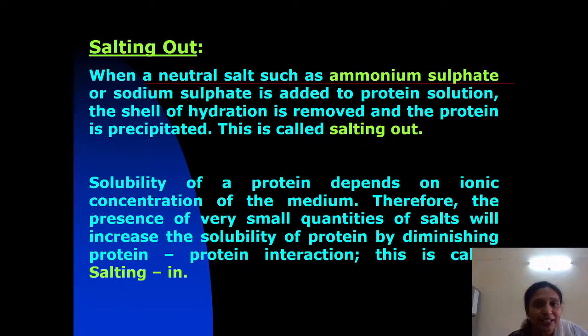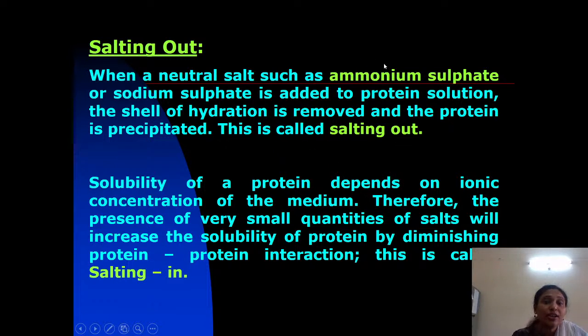Now, how does it act as a precipitating agent? The addition of the salt, ammonium sulfate, to the protein solution decreases the shell of hydration, so that increases the protein-protein interaction and leads to the formation of precipitation. This process is known as salting out. Then what is salting in? When you add a small amount of salt to the protein, that increases the solubility of the protein, so that decreases the protein-protein interaction. This process is known as salting in.